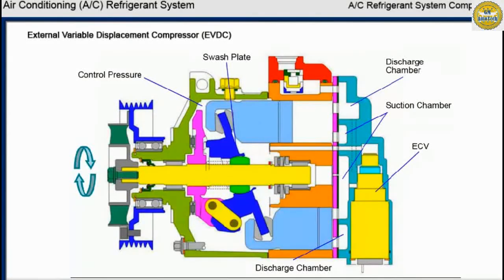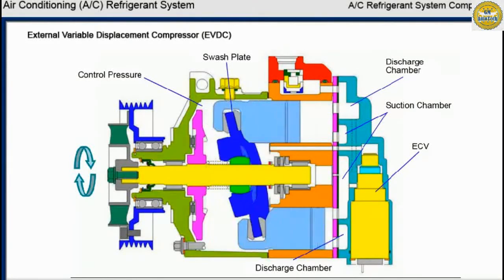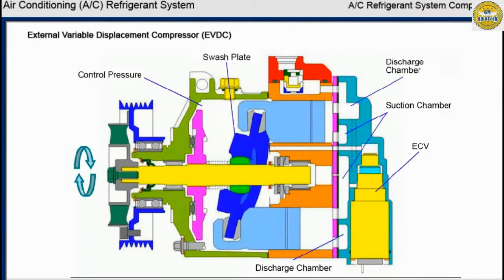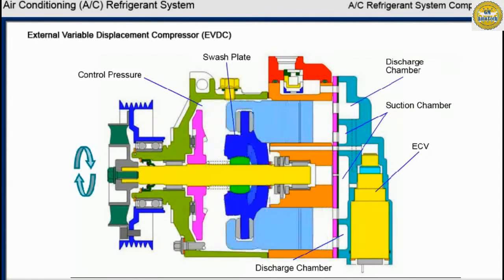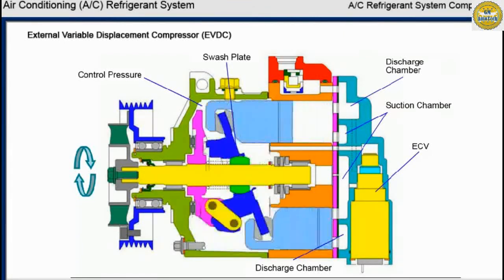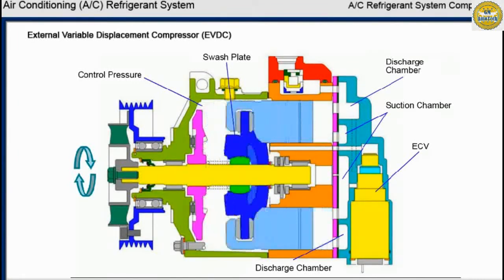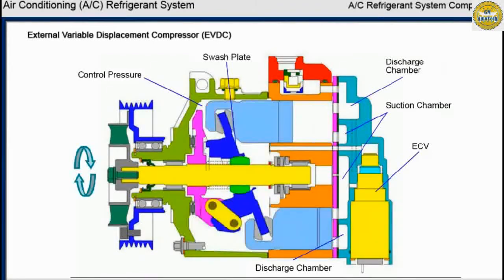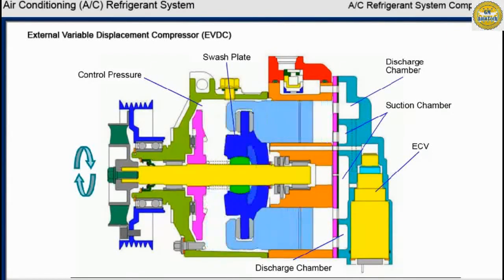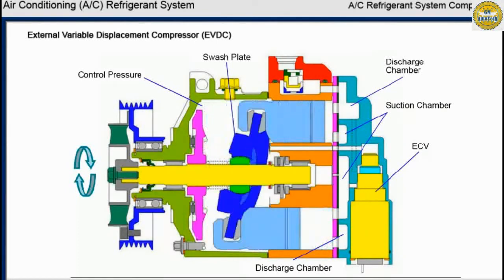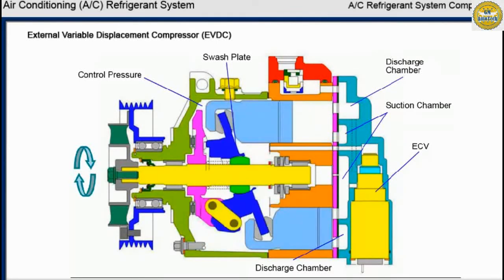The external variable displacement compressor, or EVDC, has basically the same internal structure as the IVDC. The main difference is control valve actuation is electronically controlled by the PCM. The PCM uses evaporator temperature, ambient air temperature, engine RPM, vehicle speed, AC high pressure, and intake air temperature to determine refrigeration capacity. The PCM sends a pulse-width modulated signal to a solenoid in the compressor to control compressor displacement by altering the swash plate angle.